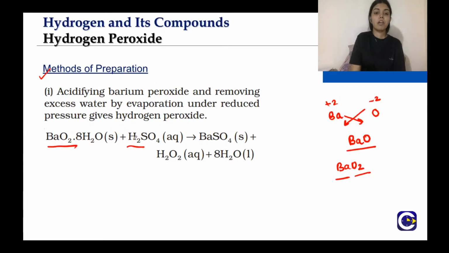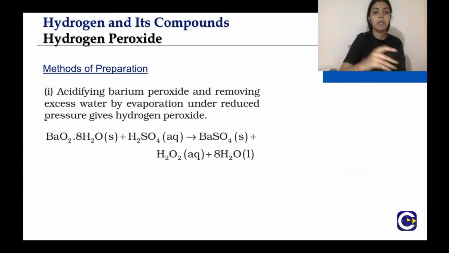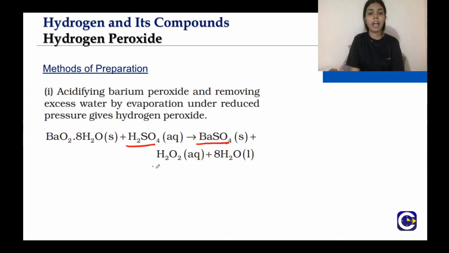So barium peroxide, when you treat it with H2SO4, gives you barium sulfate as a precipitate and H2O2 in aqueous form. This is important. So this is the first method of preparation of peroxide.